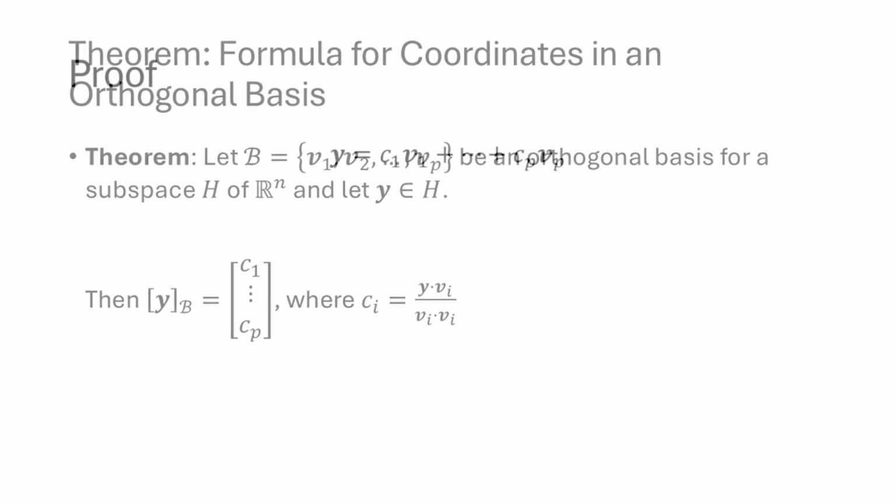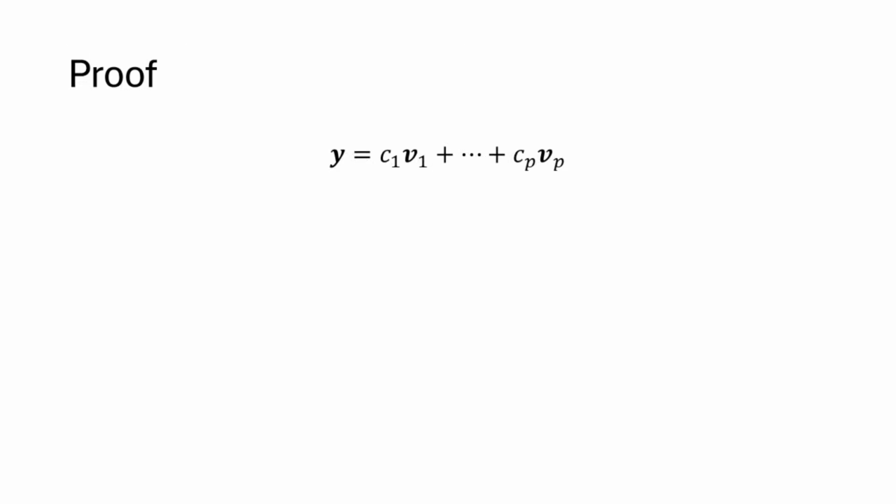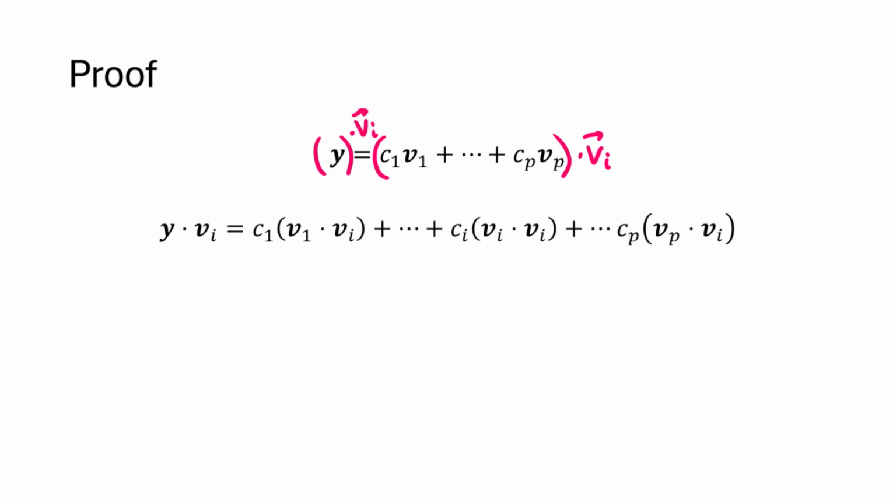So let's prove it. Remember that we have this equation which just represents what it means for the c's to be the coordinates of y relative to the basis B. And similar to the previous theorem, we're going to start by taking the dot product of both sides. We're going to dot both sides by the vector vi. We're going to distribute and pull the scalars out front. And again, we're going to remember that this is an orthogonal set of vectors, which means that most of these dot products are 0. And in fact, the only one of these dot products that isn't 0 is vi.vi.